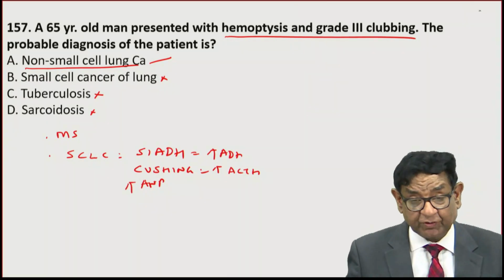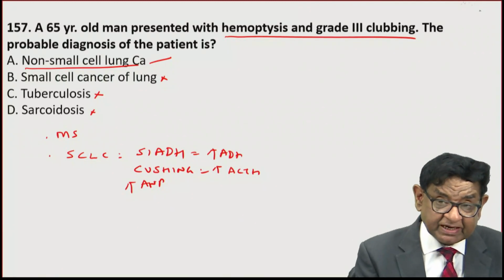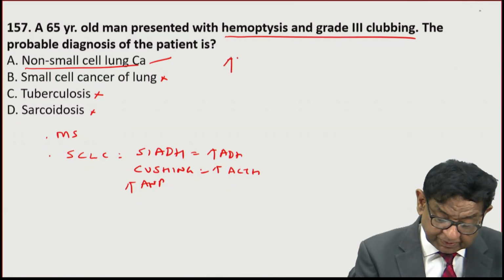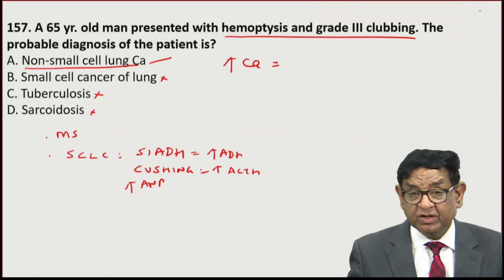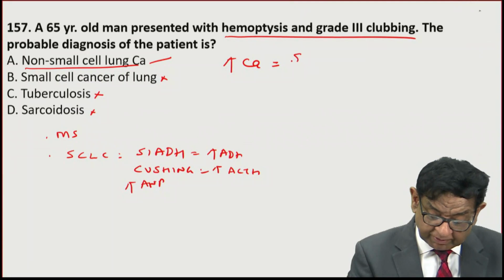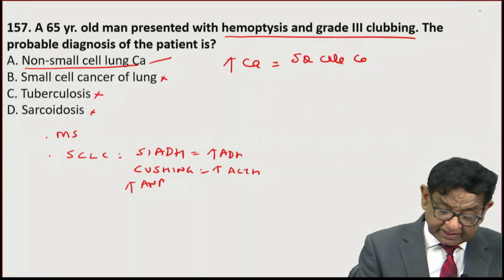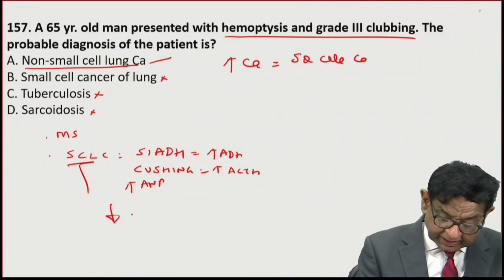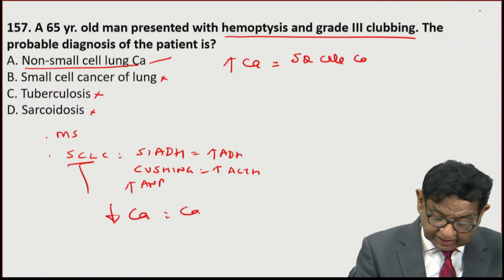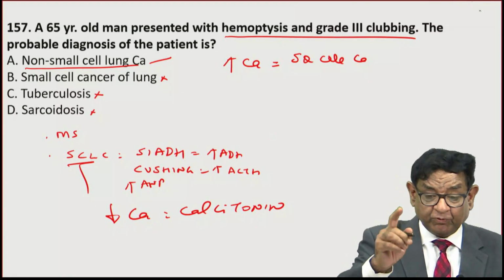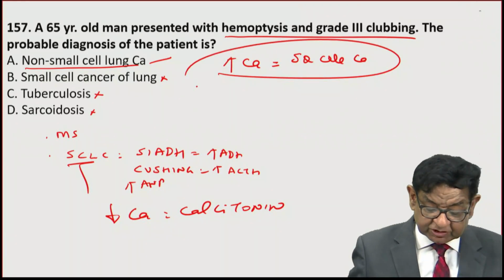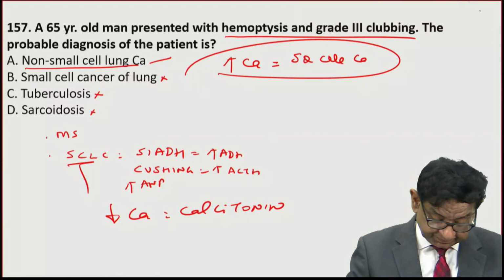Now come the rank one question. Tell me, in which condition, in which lung cancer you get hypercalcemia? Stop the video, write down the answer. Well, hypercalcemia occurs in squamous cell lung cancer. Rather, in small cell lung cancer, hypocalcemia occurs. This is due to calcitonin. So all neuroendocrine features are seen in small cell lung cancer except one, hypercalcemia, that is seen in squamous cell lung cancer.